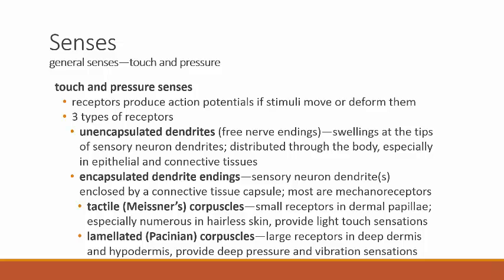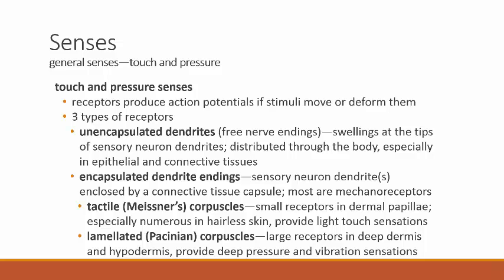The first kind are unencapsulated dendrites. Another way of saying free nerve endings, because they don't have any capsule that wraps around the tip of those nerve endings. So these free nerve endings, or unencapsulated dendrites, are just swellings at the tips of the sensory neuron dendrites. And they have these knob-like endings, and they're found pretty much throughout the body. But they're especially common in epithelial tissues and in connective tissues.